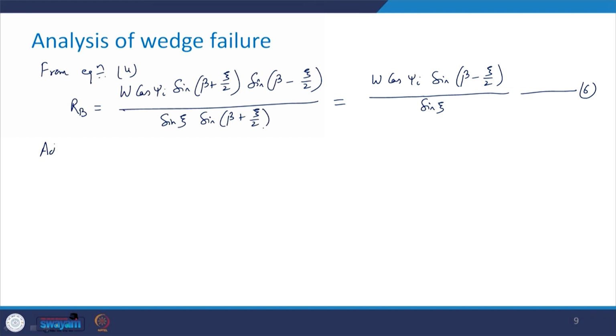Now, what we do is we add equation number 5, which was the expression for Ra, and equation number 6, which is the expression for Rb. So, what we are going to get here is Ra plus Rb will be equal to W cos psi i divided by sin zeta.